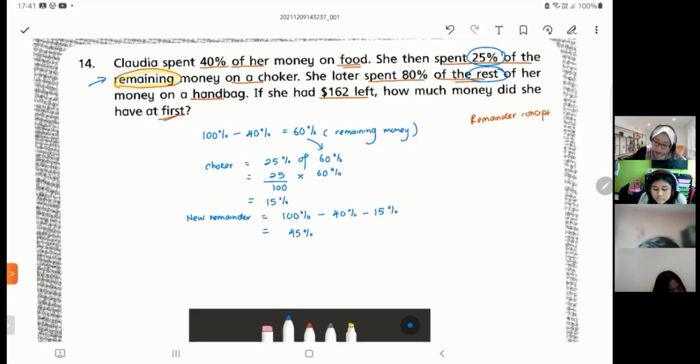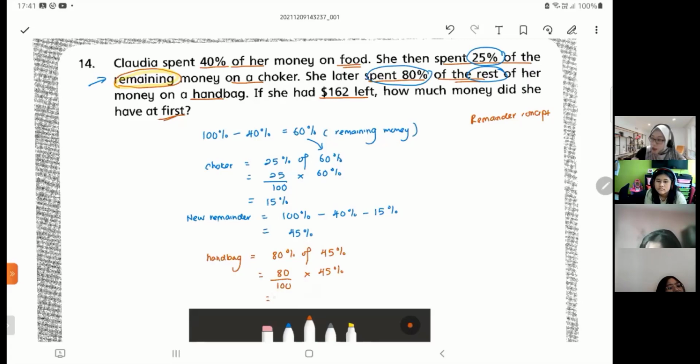From the new remainder, she spent some more, right? 80% to buy the handbag. So the handbag is 80% of 45%. 80 over 100 times 45% equals to, just press a calculator, you're going to get 36%. So this is the handbag. Now after she buys the handbag, that's it. She didn't spend any more. Then she got left over of 162.